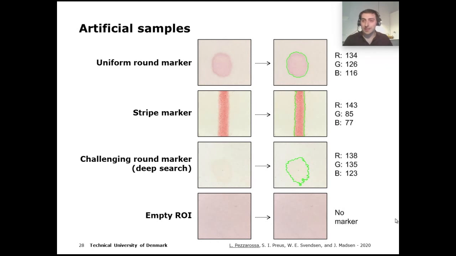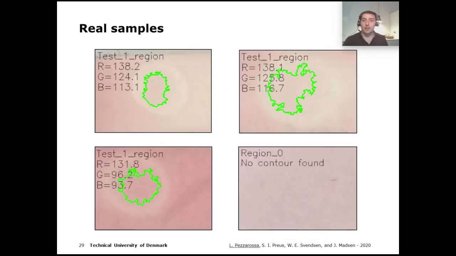Finally, we also tested with an empty region of interest. In case that there is no marker, the algorithm should be able to say there is no marker and not identify some artifacts as the marker. We also tested with real samples. These are created using real bacteria, and so it's the real product. And we can see that also in this case, we are able to identify the marker.